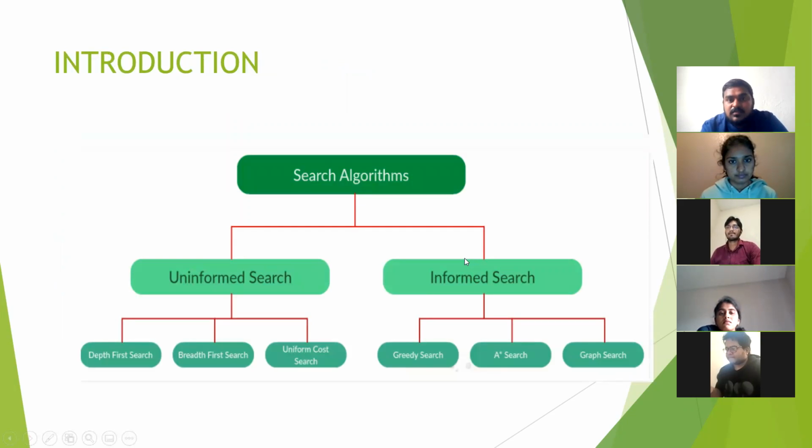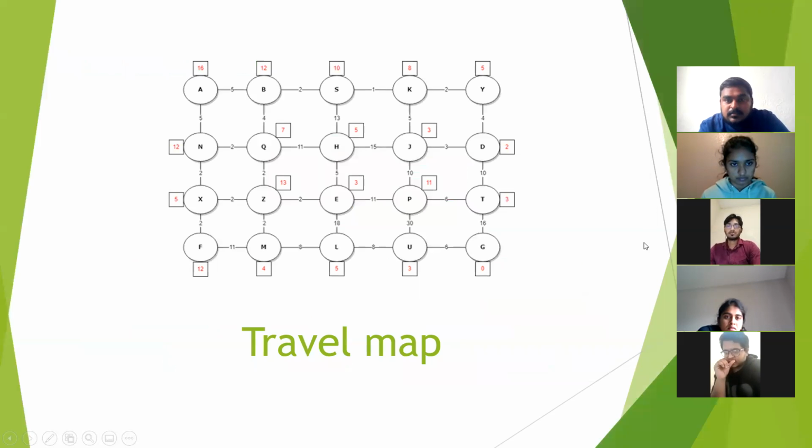It basically consists of the search algorithms. In the search algorithms, there is uninformed search and informed search. Uninformed search basically consists of the depth first search, breadth first search, and uniform cost search. And coming to the informed search, it consists of the greedy search, A-star search, and graph search. Coming to the next slide.